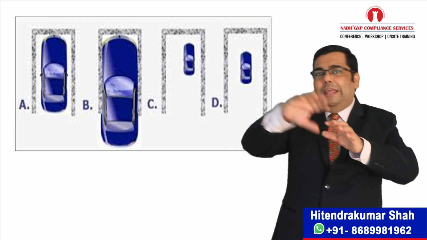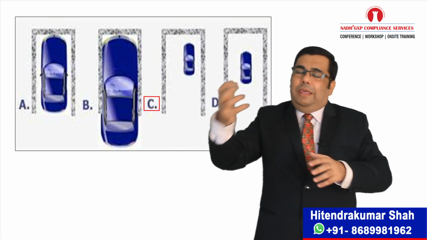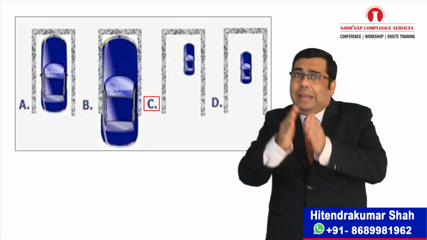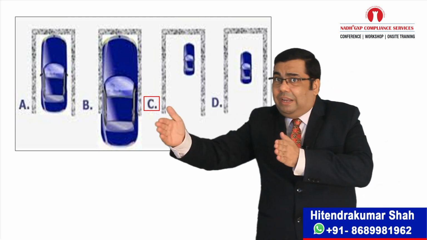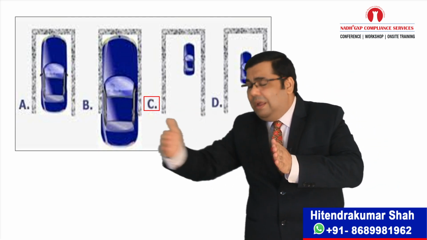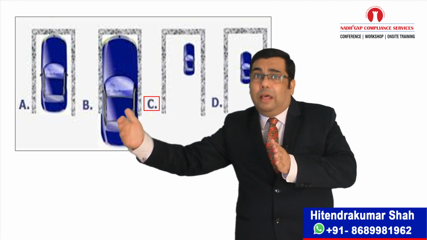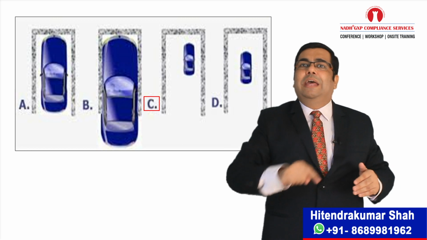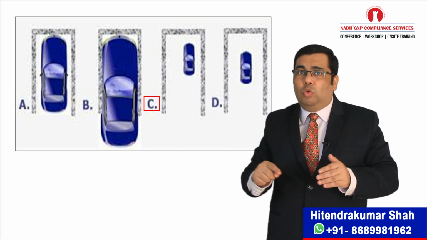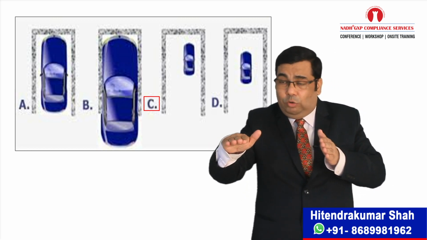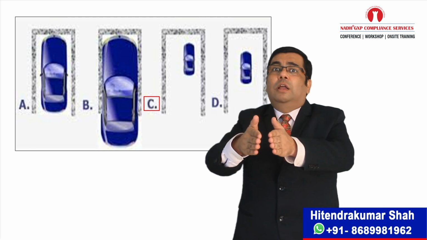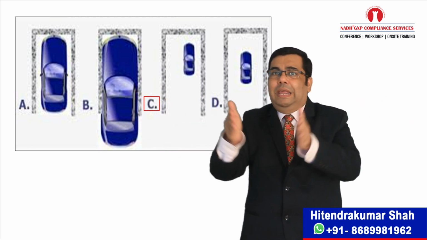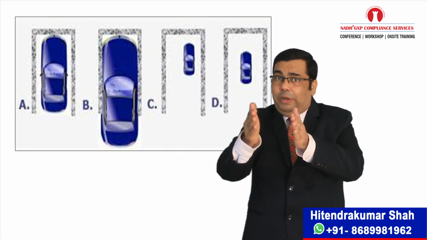Now let us understand example C. In scenario C, the parking process is not centric. It is slightly at the right side, and the parking slot is also very wide. So in case of scenario C, we have to focus on the parking process so that it will be centric, and also we have to focus on the slot area. Hope you are getting my point.